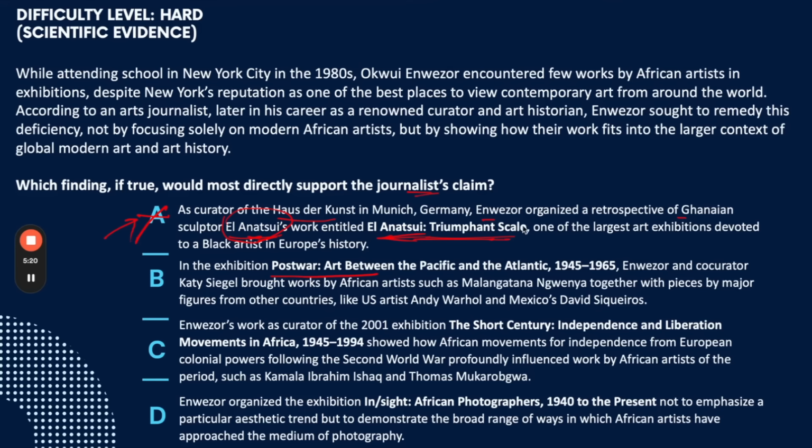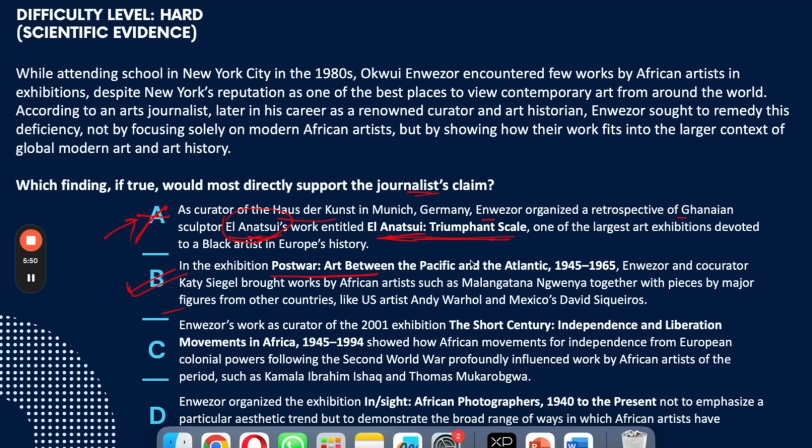So the exhibition focuses on art produced between 1945 and 1965, a significant period in modern art. That is what this option is saying, right? This option is directly supporting the journalist's claim. It directly illustrates how OE sought to integrate African art into a global narrative by placing African artists alongside internationally renowned artists from other parts of the world. Right? So that makes this the correct option.